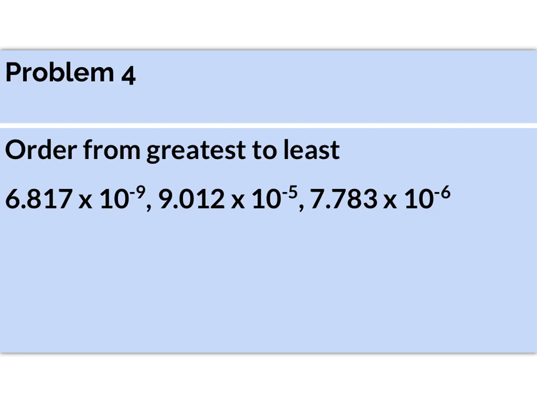Okay, so problem 4, go from least to greatest. So what's the smallest? 10 to the -9 is the smallest, -6 is second, and -5 is the largest number. So be careful when dealing with your negatives. A larger negative is actually smaller, because you have to think about it like this. Would you rather owe somebody $5 or $9? I think we would all want to owe somebody $5 as opposed to $9.